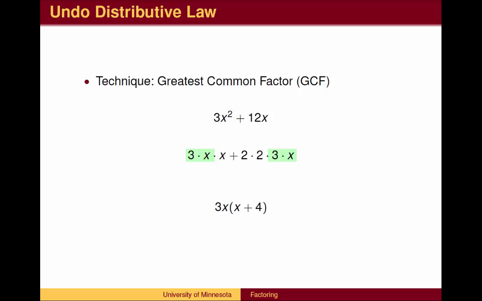Here's where the process uses division. The first term is 3x squared. We factored out a 3x. What remains after the factoring? That is, what can we multiply 3x by to get 3x squared? The factor that is left over is x. When we factor 3x out of 12x, we are left with the two factors of 2, which is 4.